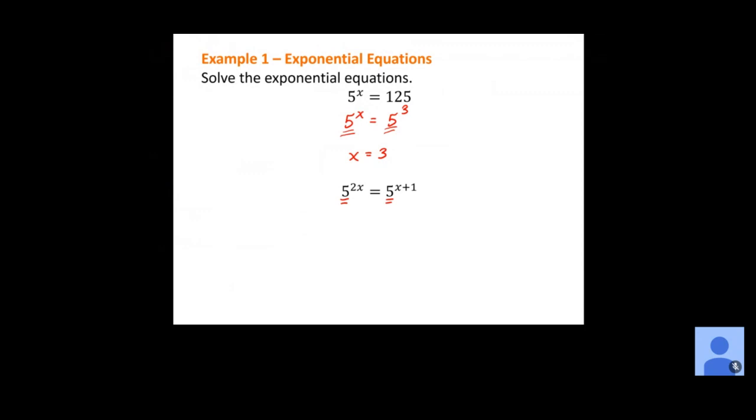Good, right? So the 2x on the left has to be equal to the x1 on the right, because if the bases are the same, then the exponents also have to be equal here. And so now we just have this equation that we can solve. So what would you do to solve that?